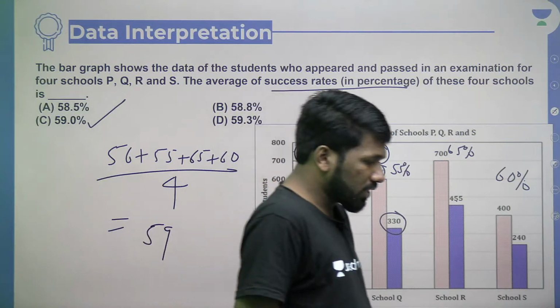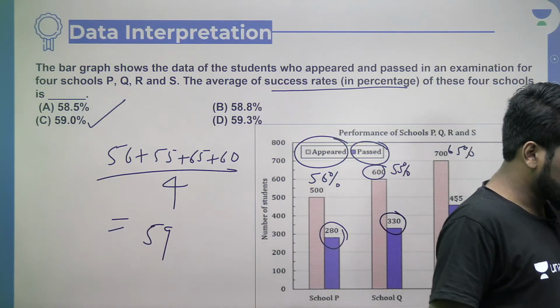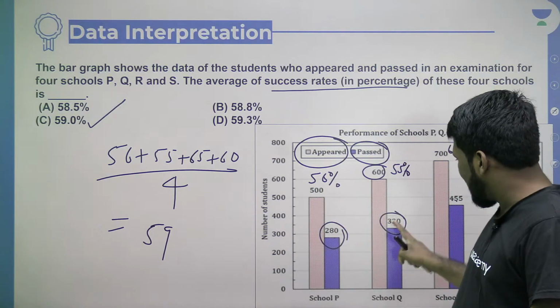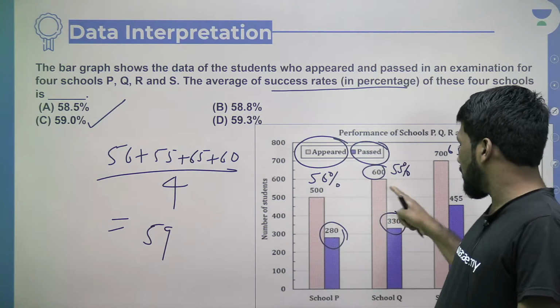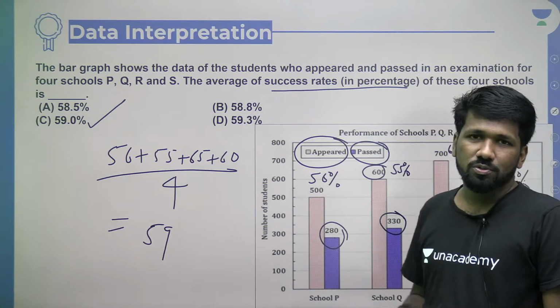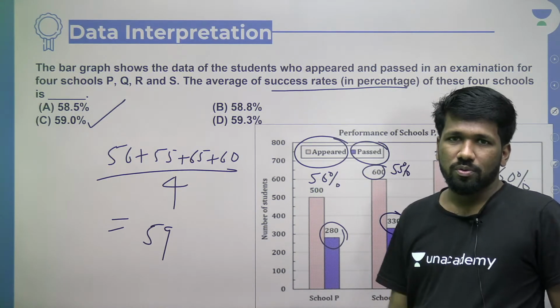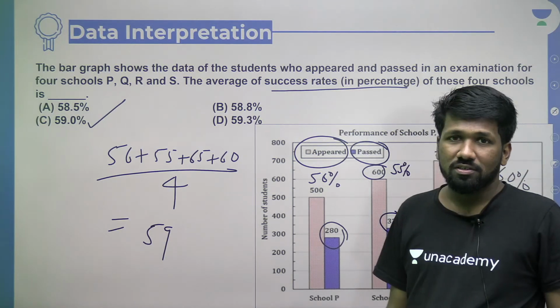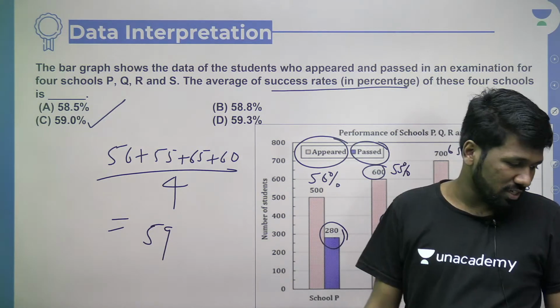Listen, one thing. Average of success rates does not mean total passed students by adding these 4 divided by total appeared students into 100. No. Average of success rates means the average of the success rates, not the average of total students.